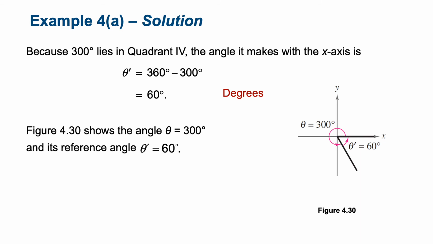For A, 300 degrees, where's 300? 300 is all the way over here in quadrant 4. So what angle does this side make with the x-axis? Well, if theta is 300, what's left? 60 degrees, right? To get back to the beginning. So your theta prime will be 60 degrees. Okay, so that's the picture right there.